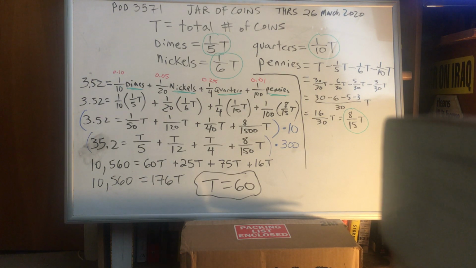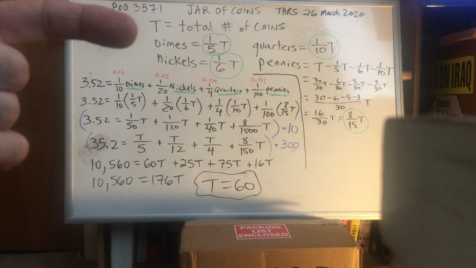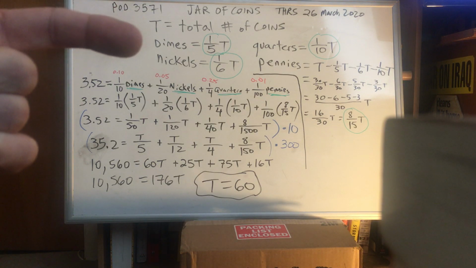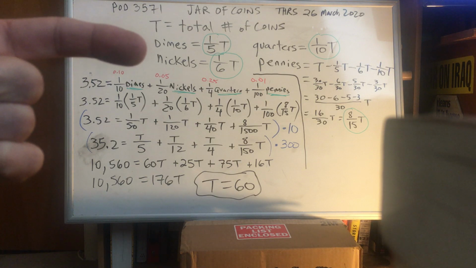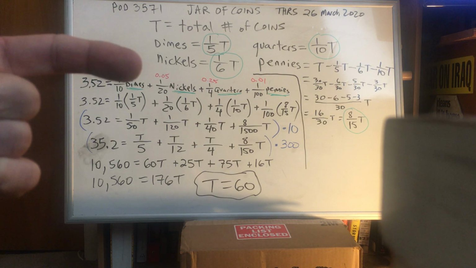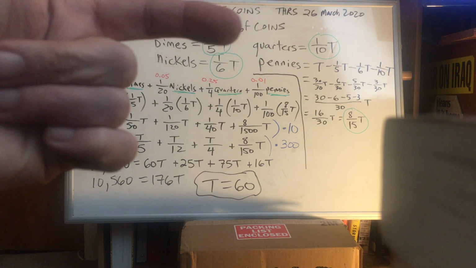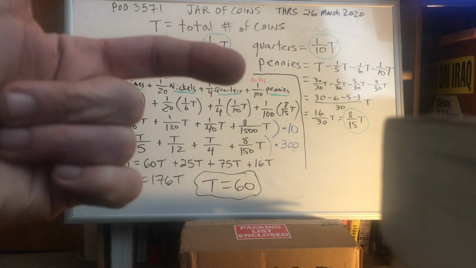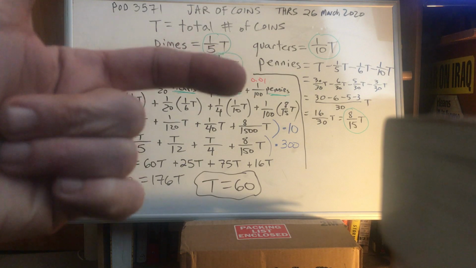I mean, I can't speak to that, but just look what I did here. Notice what I'm doing here. See the total number of coins? So I'm using this letter T to represent the total that we do not know. Now, we were told that 1/5 of that total was dimes, 1/6 of that total was nickels, and 1/10 of that total was quarters. And then the rest was equal to pennies.